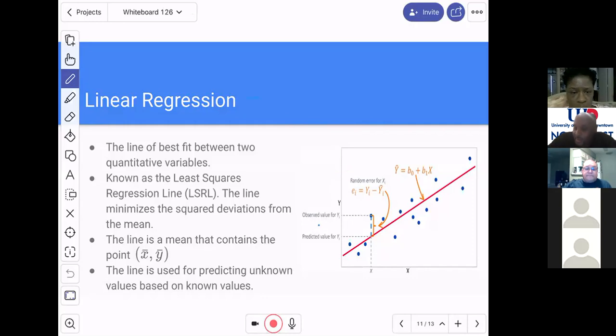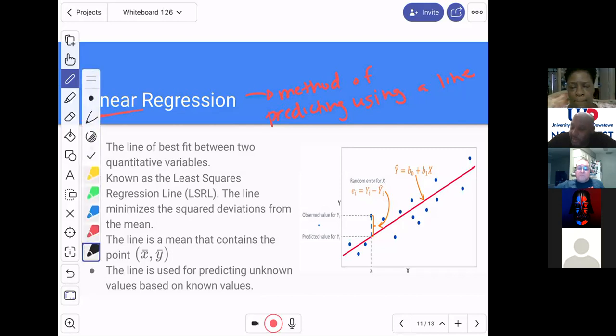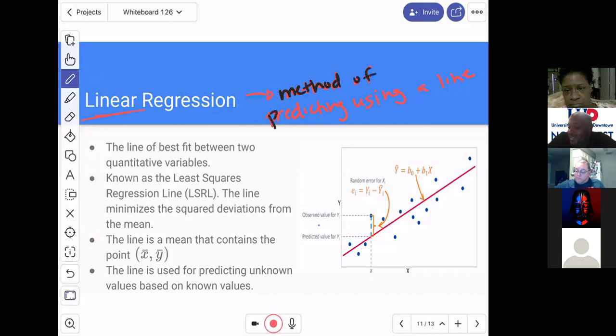Linear regression itself is the method of predicting using a line, hence the term linear. And that line is called the least squares regression line.